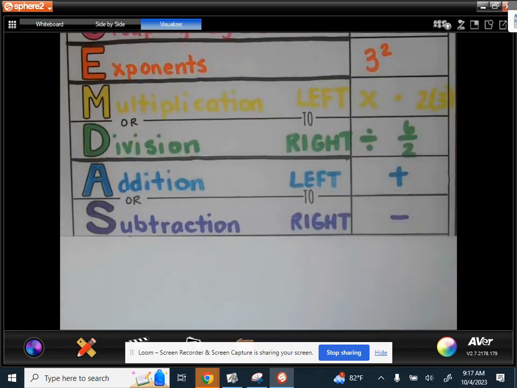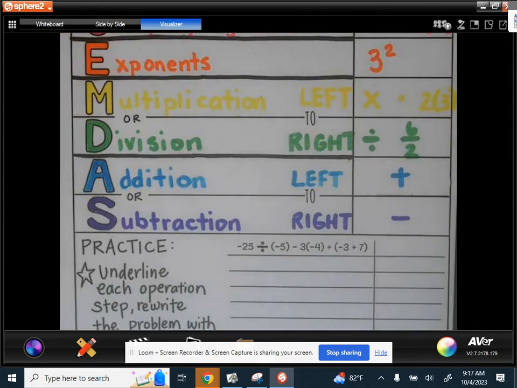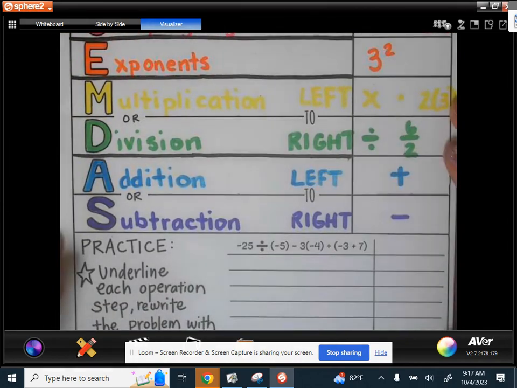And then the last step in GEMDAS, again, it's 2 steps, but they're really just 1 step because it's addition or subtraction from left to right. So for that last step, you look and see, do I have any adding or subtracting? If I do, I work them from left to right. Okay, so let's see what this would look like in an integer problem.